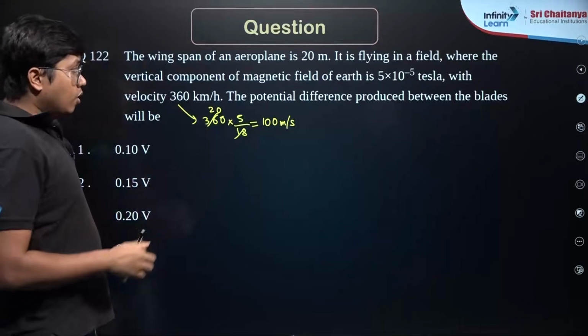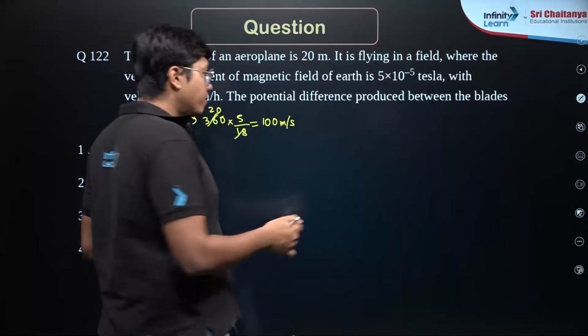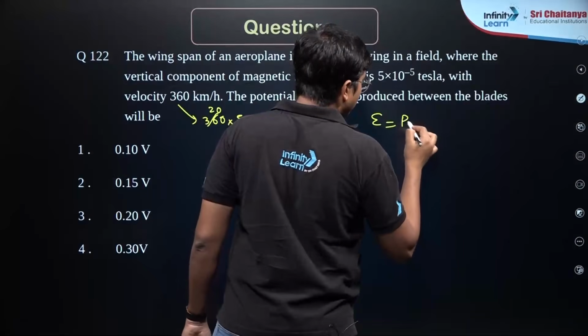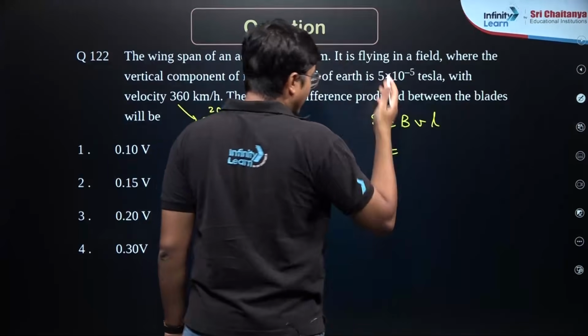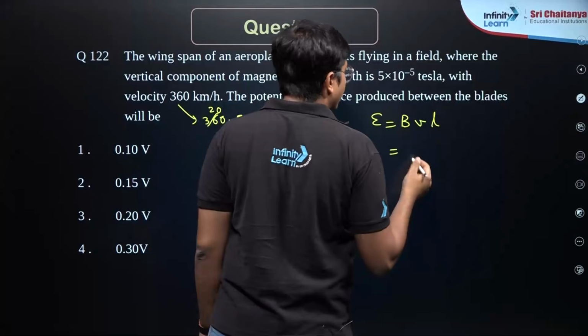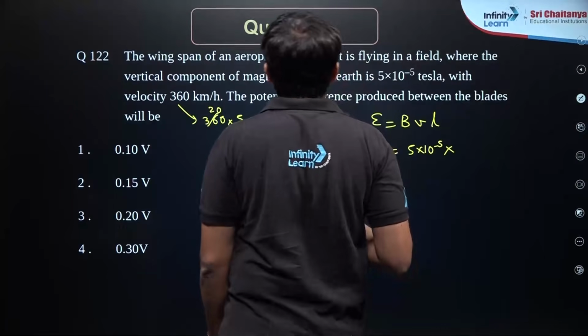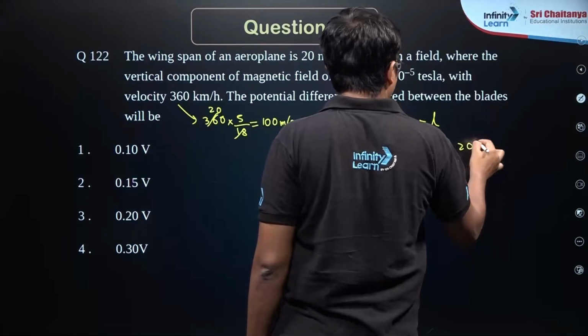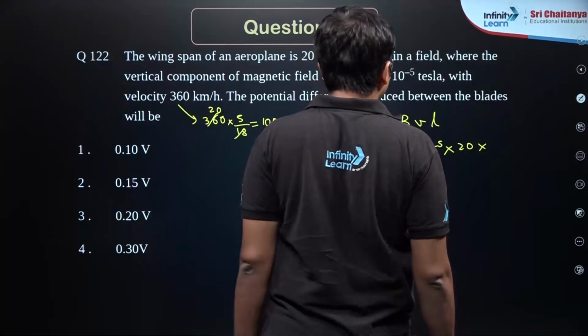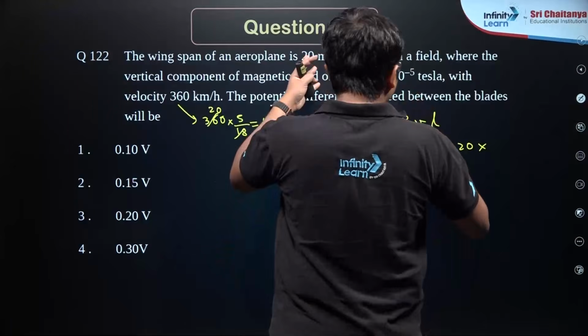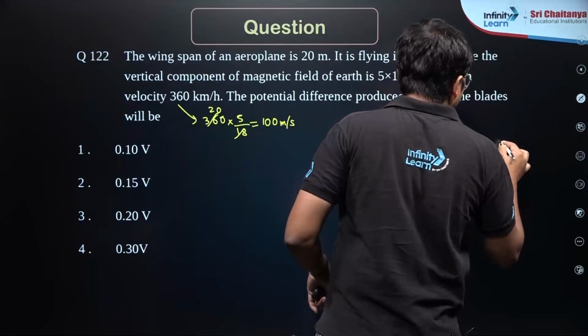Okay. Once I have that, I want potential difference. We just go with E is equal to BVL. The magnetic field is already perpendicular to the length. They have given vertical, so great for us. 5 into 10 to the power minus 5 multiplied with the speed, that's a 20. Multiplied with, speed is not 20. Length is 20, speed is 100.